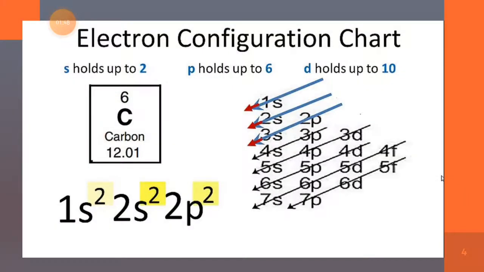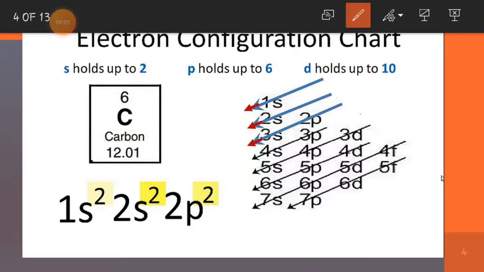Here is the electronic configuration chart for the carbon atom. You must have read about electronic configuration in your 9th class chemistry book. Let's revise how the electronic configuration of the carbon atom is written here. We know that the s orbital holds up to 2 electrons, p holds up to 6 electrons, and d holds up to 10 electrons. So by following the 3 rules, the Aufbau principle, Pauli's exclusion principle, and Hund's rule, we will write the electronic configuration for the carbon atom.